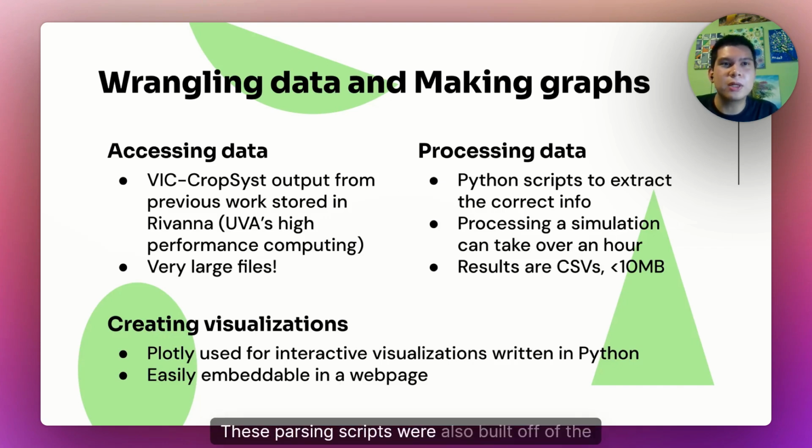These parsing scripts were also built off of the work in the paper mentioned earlier, where they used the same Vic-Crop-Cyst output, but extracted different data. The result of this processing was a bunch of CSV files, each less than a few megabytes, which was much smaller than the original dataset.